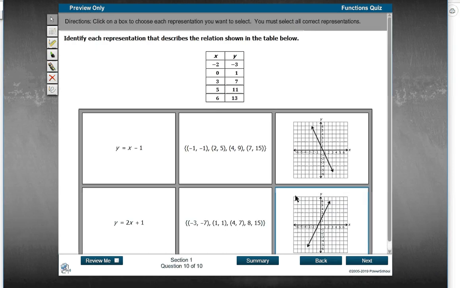Lastly, it says click on a box to choose the representation you want to select. You must select all correct representations. So again, this is just like our exit tickets, and we had it like this. On any of those exit tickets, we had the table, we had the points, we had the equation, and we had the graph.